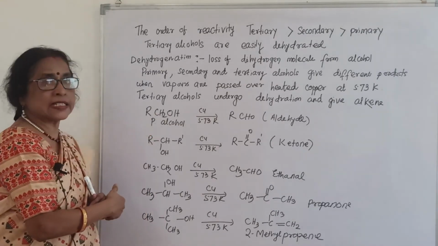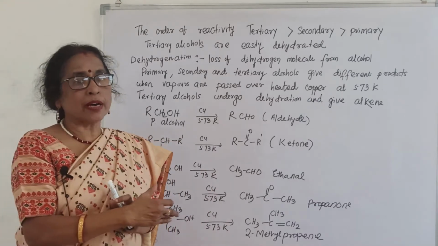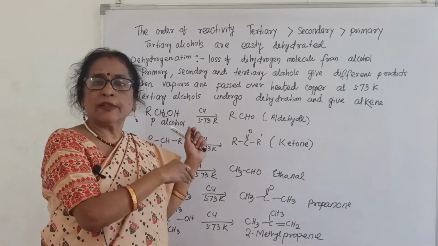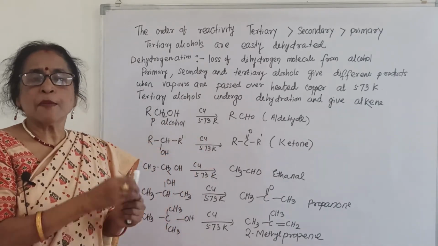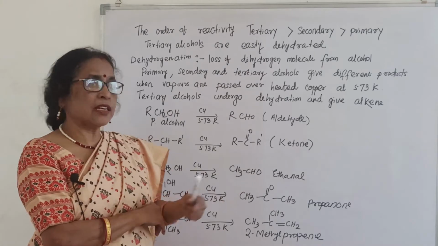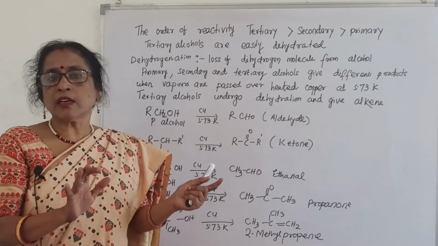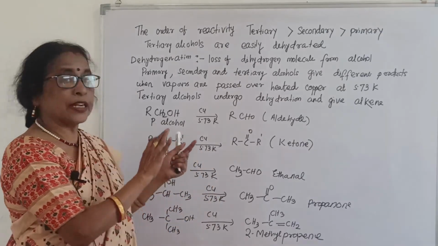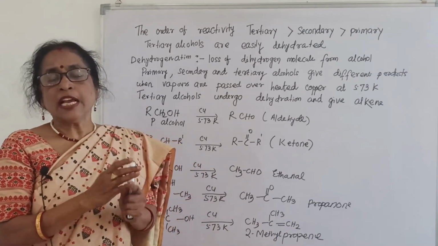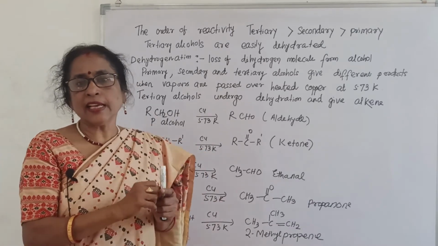Remember, primary alcohol and secondary alcohol give different products, and tertiary alcohol produces a totally different product. Primary alcohol gives aldehyde on dehydrogenation, and secondary alcohol gives ketone on dehydrogenation, but tertiary alcohols will not undergo dehydrogenation; instead they undergo dehydration. Instead of hydrogen, water is removed from the tertiary alcohols, giving alkene.